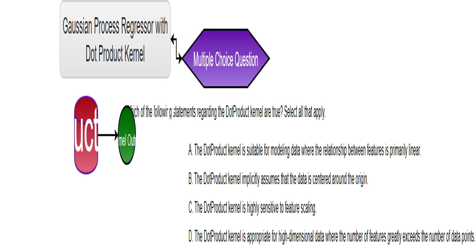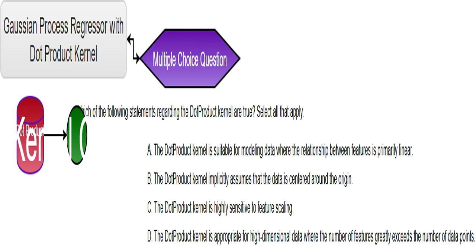The core of the DotProduct kernel is calculating the dot product of two vectors. It's basically multiplying corresponding elements and then summing up the results. Think of it as measuring the similarity between data points based on their feature values. The kernel's output tells me how similar two data points are. A larger output means higher similarity, based on the dot product.